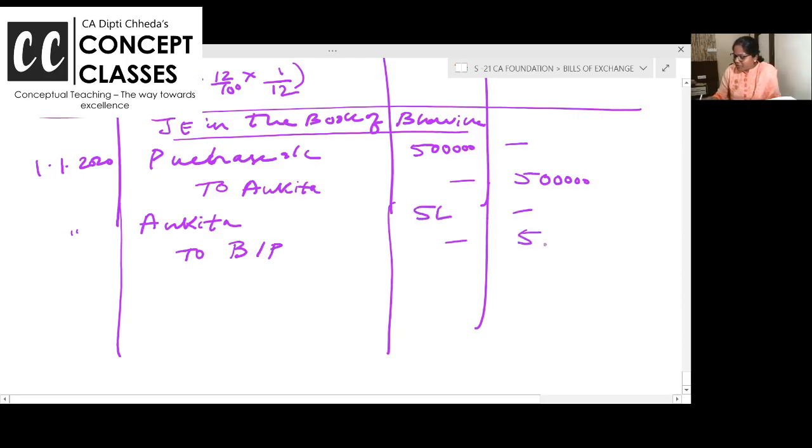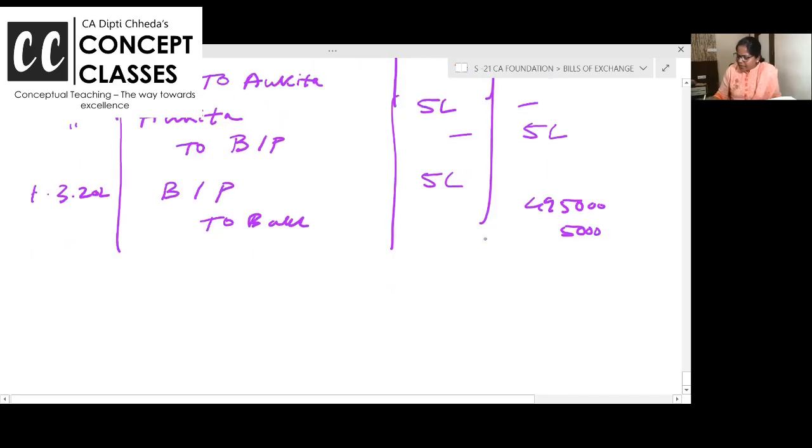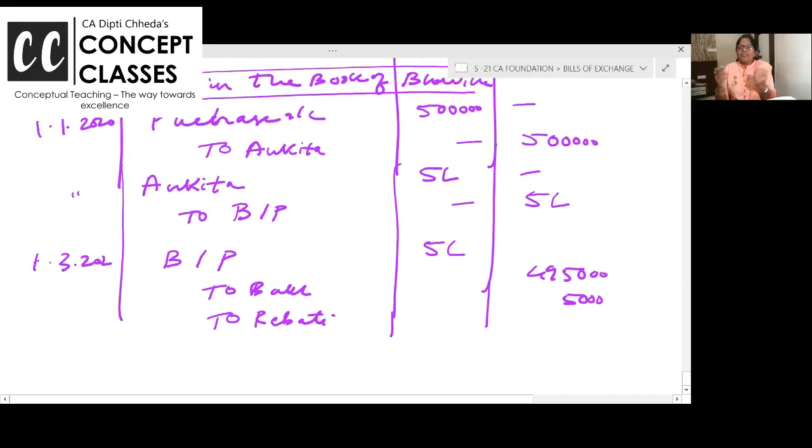I have drawn the bill, you accept it. Now on 1st of March only, you are making payment of the bills payable 5 lakh. To bank, you pay me 4,95,000. I will accept. And 5,000 is the rebate. To rebate. So if you pay me earlier, I'll give you rebate. If you pay late, I will charge interest. Interest can be in different combinations.